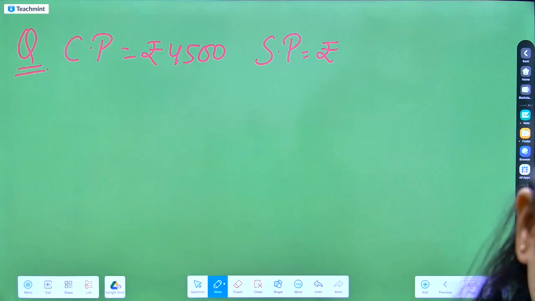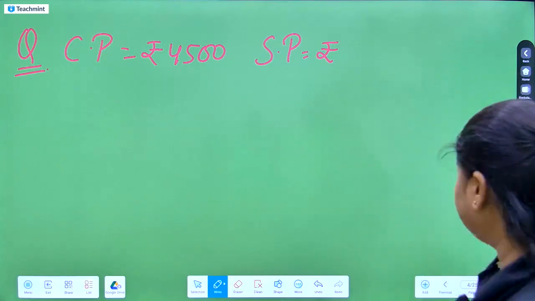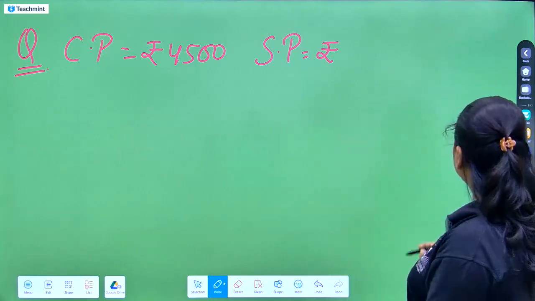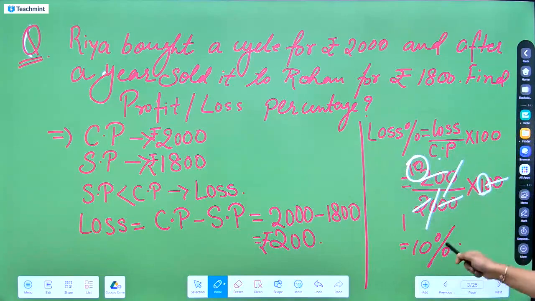Ma'am, in last we have to do 10 into 1, right? 10 into 1. Yes, beta. This is 10 into 1, na? Because you are left with 10 and here only 1. So 10 into 1, 10%.